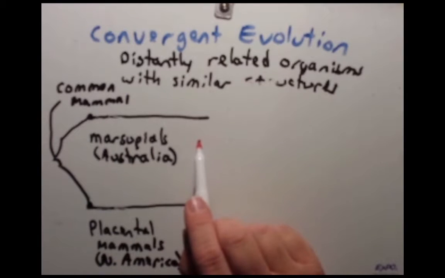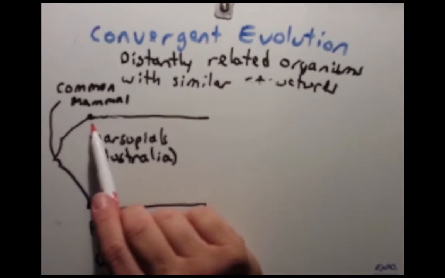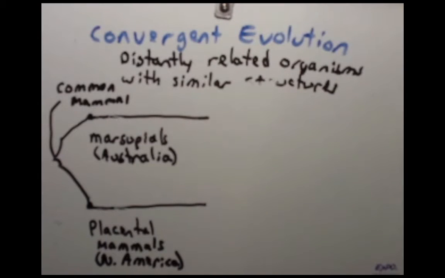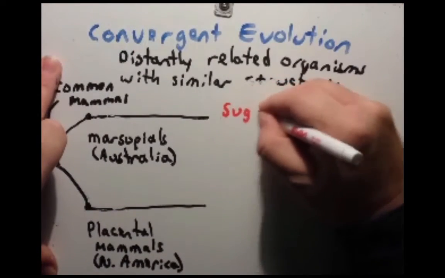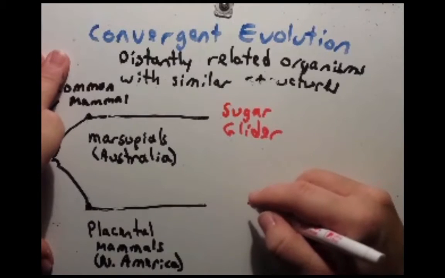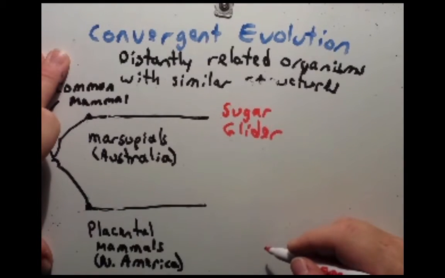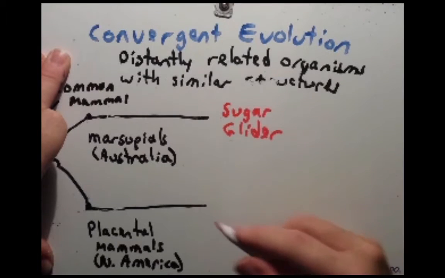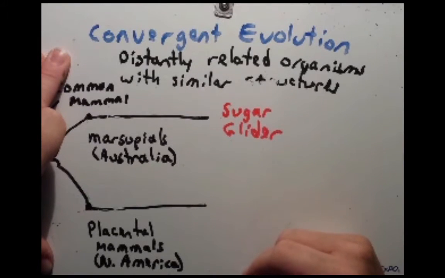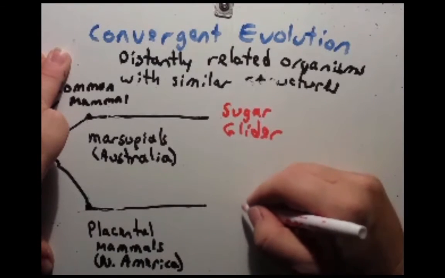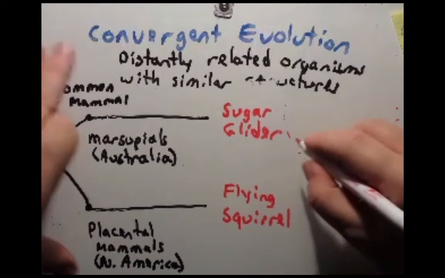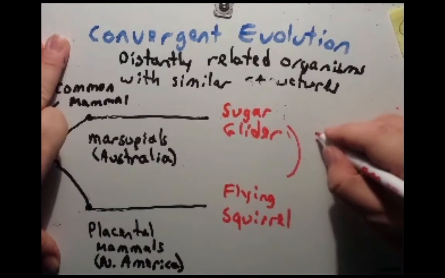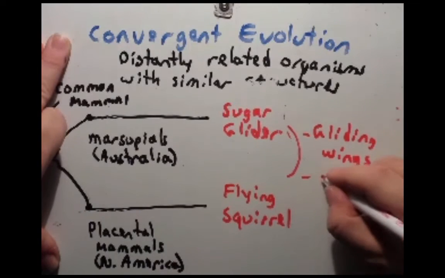Throughout the course of evolution, natural selection allowed for certain kinds of adaptations to occur, and many different kinds of marsupials arose. One of these marsupials is known as the sugar glider. And throughout the evolution of placental mammals, natural selection allowed for the adaptation of many kinds of mammals. One such mammal found in North America is the flying squirrel. They both end up with some similar structures like these gliding wings, and they both have big eyes.